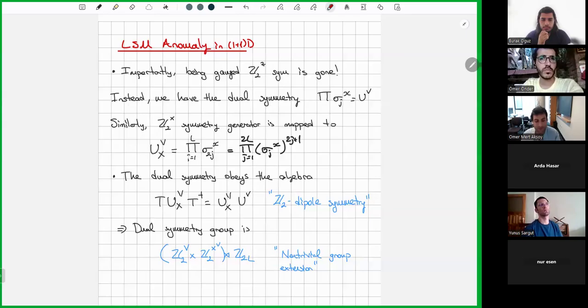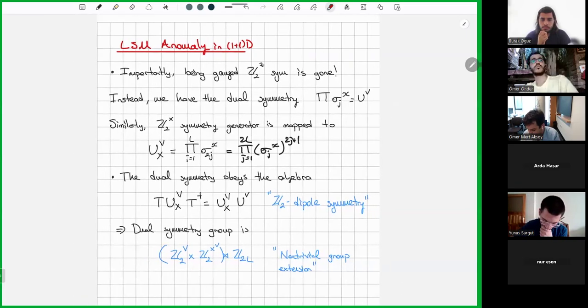Okay, so what we have learned is that there's this what's called an LSM anomaly in 1+1D. One of the simplest examples is this Z2 times Z2 symmetry. And if you gauge a non-anomalous subgroup, you get this non-trivial extension. So there's a non-trivial interplay between translation and internal symmetry.